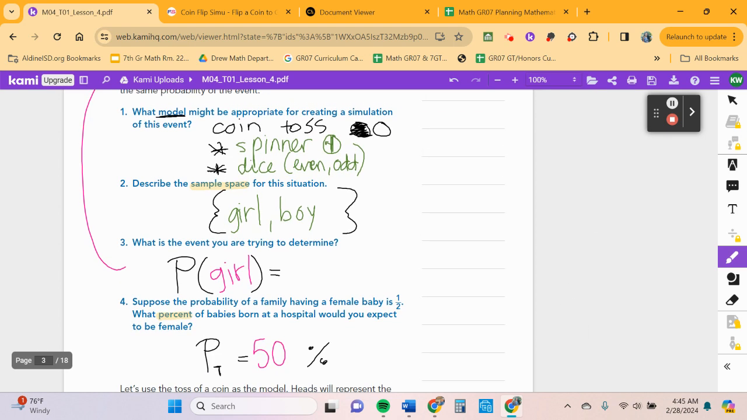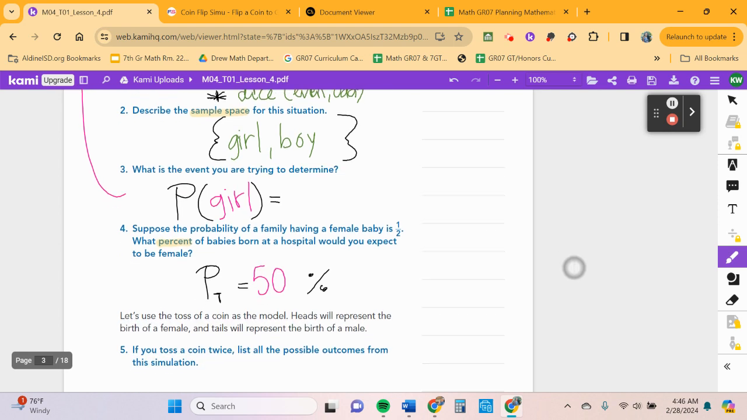And number 4, what is the percentage if the probability is 1/2? We all know, or should know, that 1/2 is equivalent to 50%. So the theoretical probability is 50%. All right, let's move forward.